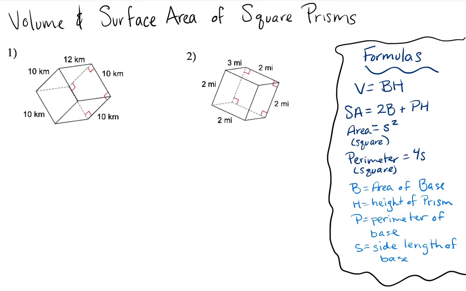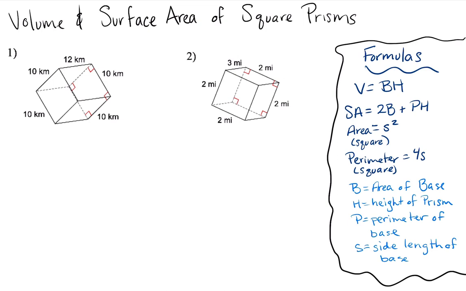Alright, welcome back to part 2 of the video series on volume and surface area. This example is going to be calculating the volume and the surface area of the square prisms. If you did not watch the first video, I recommend going back to that so that you can understand what makes this a square prism.